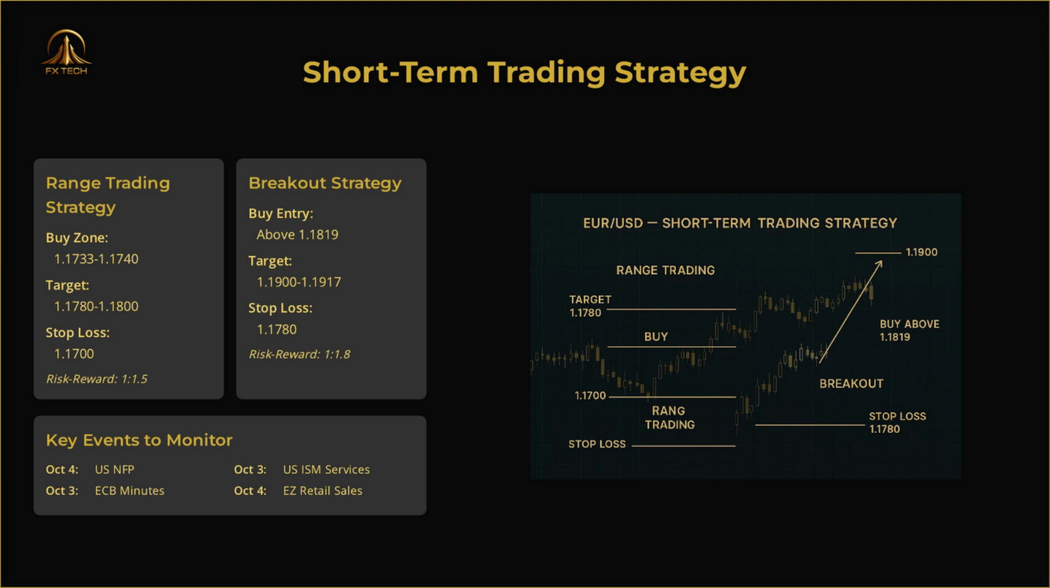Second, a breakout strategy for more aggressive traders. Enter long positions on a confirmed break above 1.1819, targeting the previous high at 1.1900 to 1.1917. Place your stop loss at 1.1780 to protect against false breakouts. This setup offers an attractive risk-reward ratio of about 1 to 1.8.